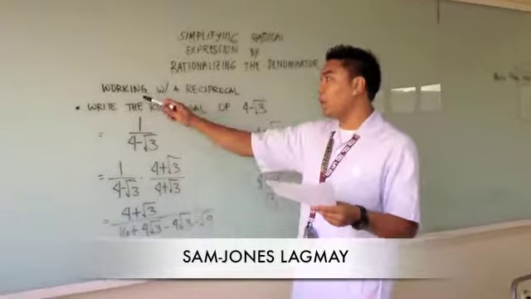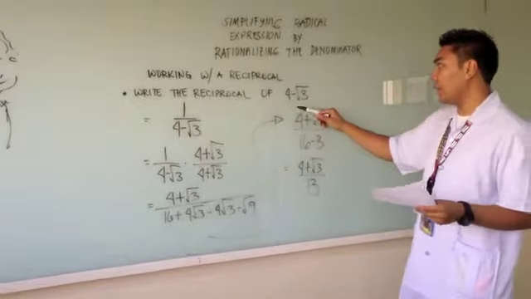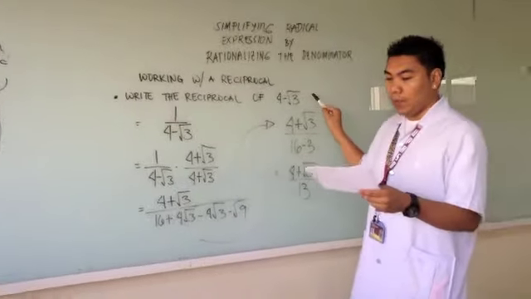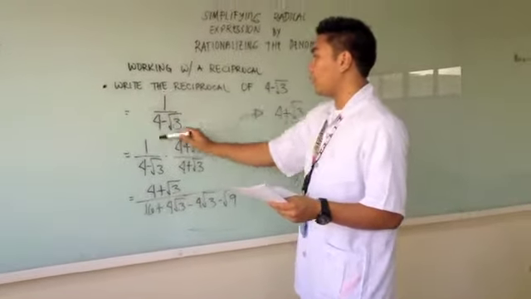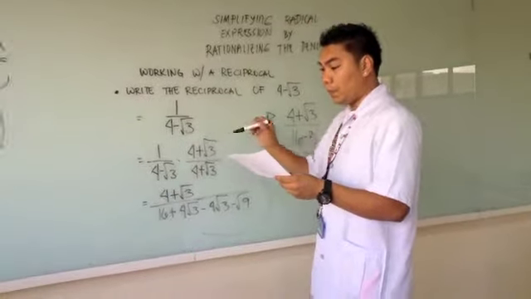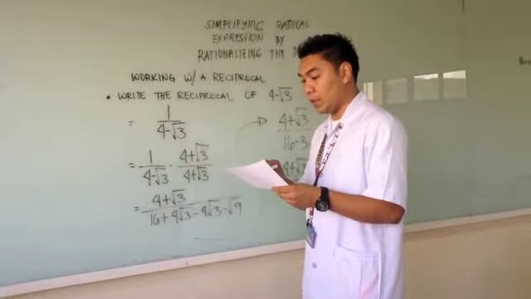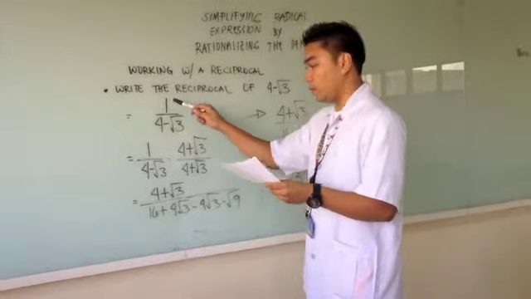Working with the reciprocal. Write the reciprocal of 4 minus square root of 3. Here's our starting expression, 1 over 4 minus square root of 3. The reciprocal is created by inverting the numerator and denominator of the starting expression. So we get this one.